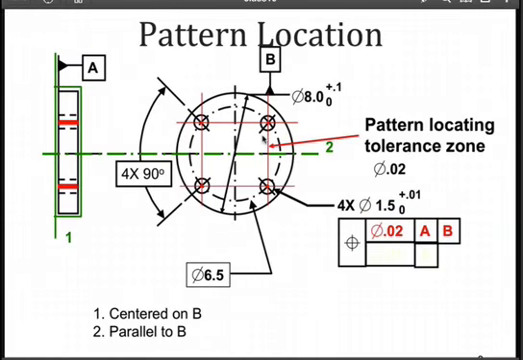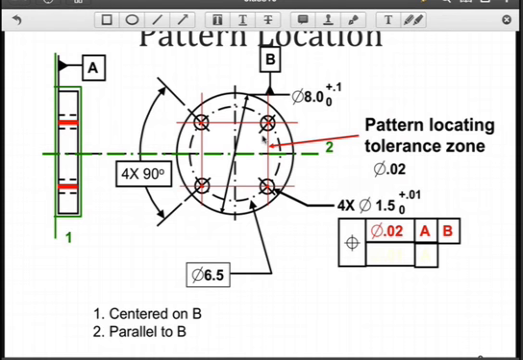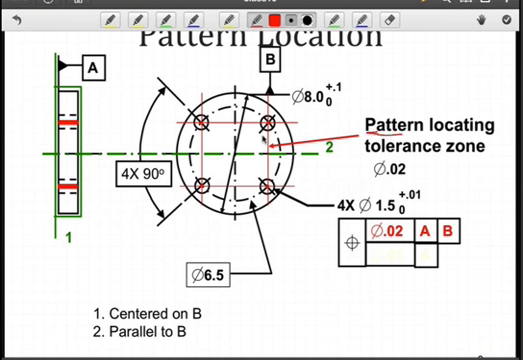So it's going to look something like this. If I look at the pattern itself, and I've drawn it as a grid work here, we are locating the pattern at true position, as we described before. 3.25 units from B and separated by 90 degrees. Now this pattern as a whole can move as long as all four axes of the actual holes fall within those four tolerance zones simultaneously. Again, that's the relationship of a pattern.